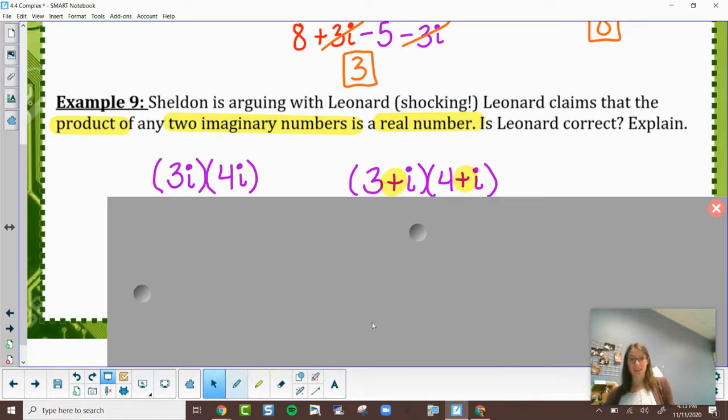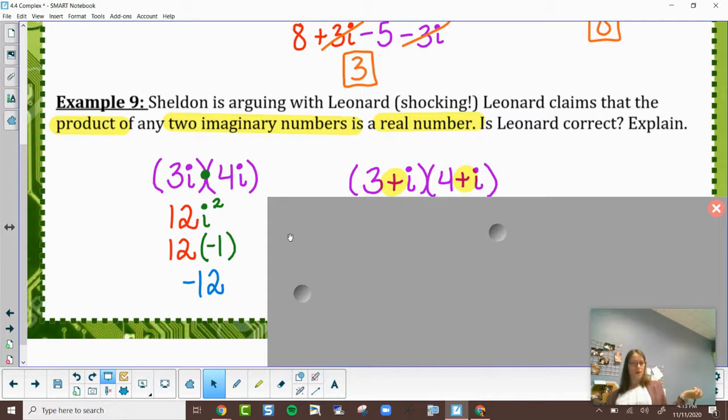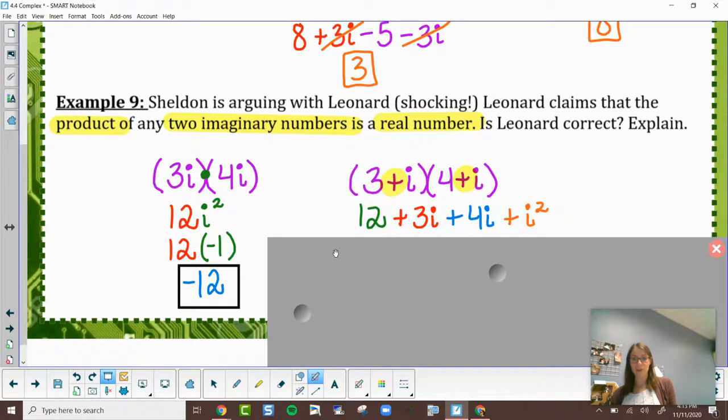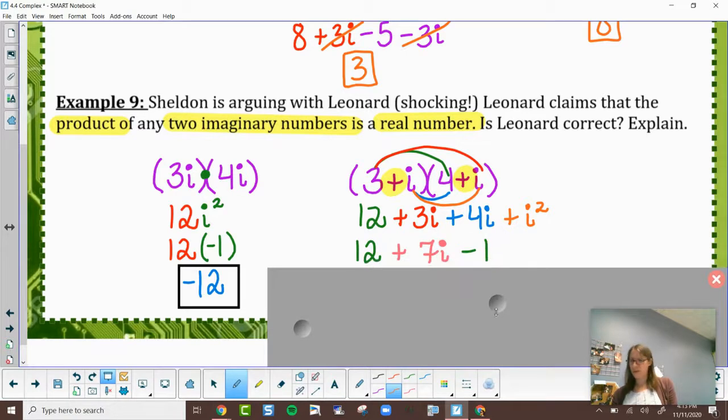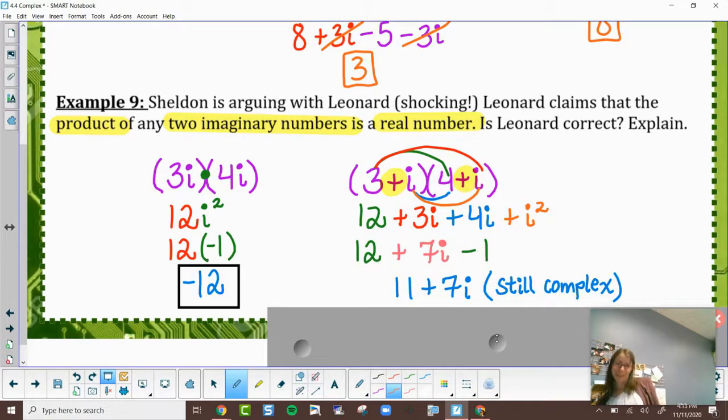So here, I just did straight multiplication. So 4 times 3, i times i. And, oh, it worked. -12. That is a real number. I can put that on the number line. But here's the problem. Let's say I put these pluses in the middle and I tried to multiply them out. So here you can see I did 3 times 4, 3 times 4i, and 4 times i times i. Well, that is still a complex number.